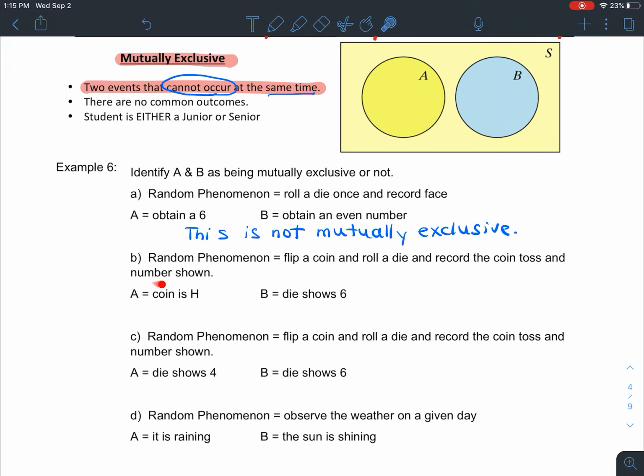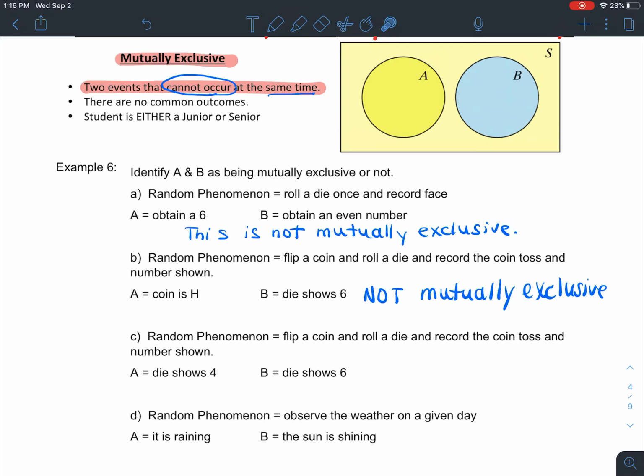Okay, let's look at example B. The event is that you flip a coin and you roll a die, you record the coin toss, and you record the number shown. Okay, event A is the coin was heads, and event B is that the die shows a 6. So again, the question you're asking yourself is, could you do these two things, flip a coin and roll a die, and both of these things, events A and B, happen at the same time? Okay, and absolutely, you could do that, and the coin could land heads, and the die could land on 6. So again, we're just going to say these are not mutually exclusive.